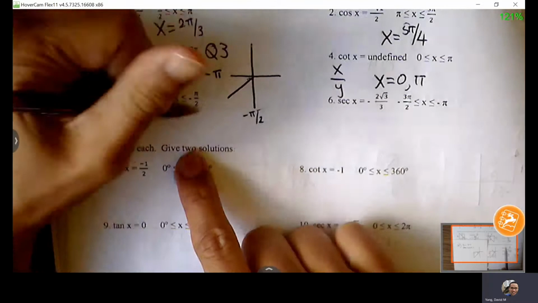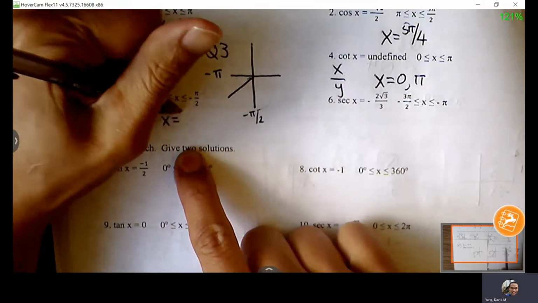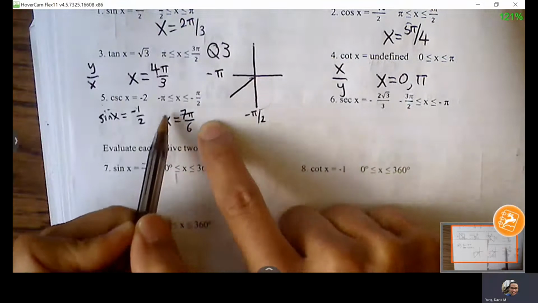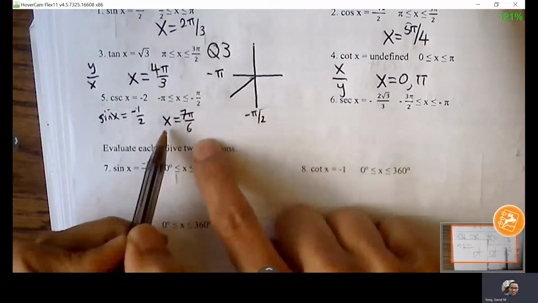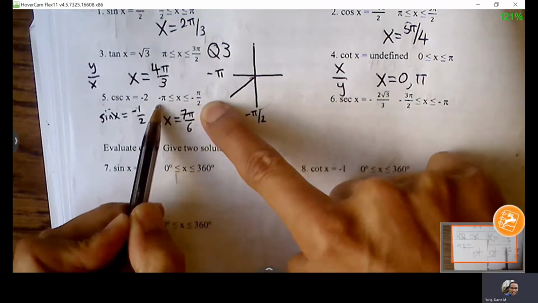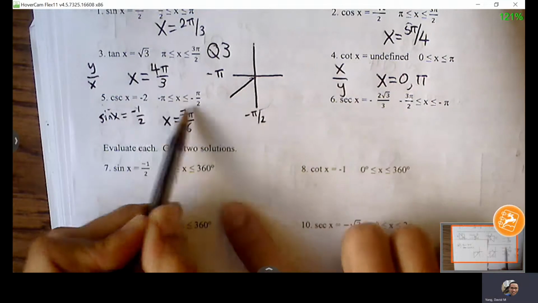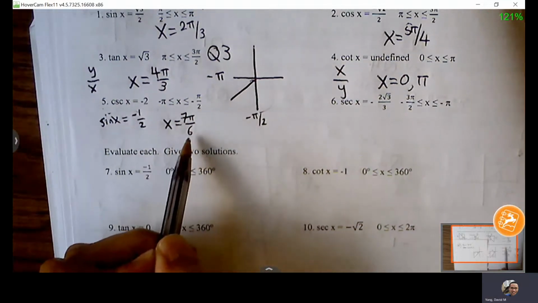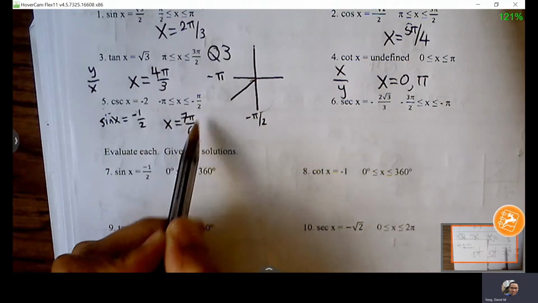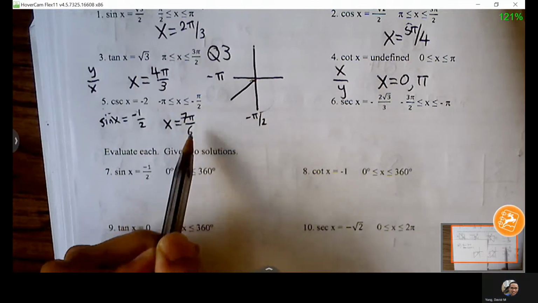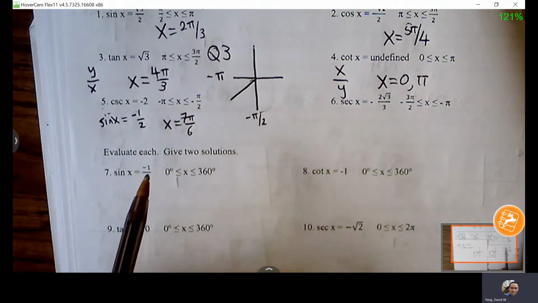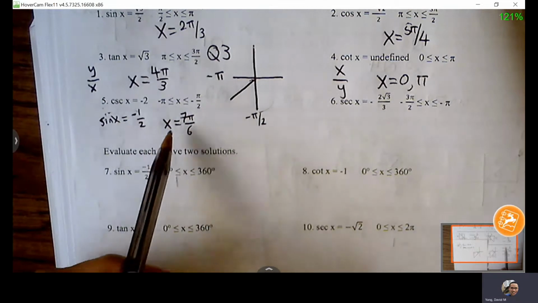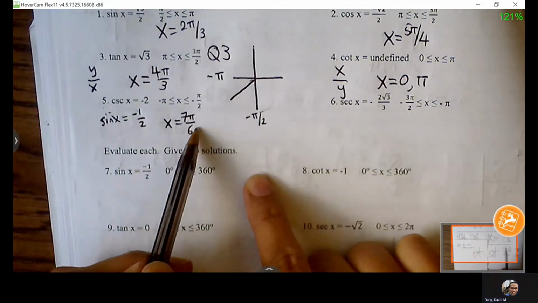Now, is 7 pi over 6 in the correct interval? Okay, we know it's third quadrant, but is this going to match up between negative pi and negative pi over 2? Doesn't quite fit, right? So if something doesn't fit, what can we do to find a coterminal angle that will land? Yeah, either we add or subtract 2 pi or 360. But in this case, we want to go in the negative direction, so we're going to subtract 2 pi.